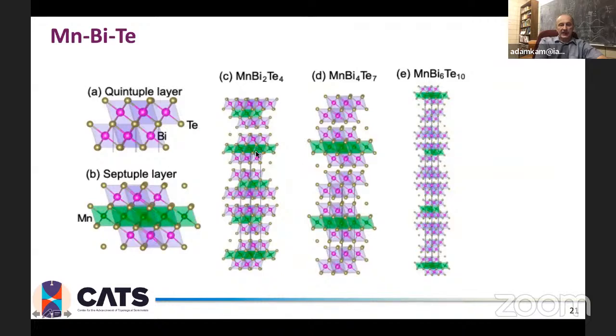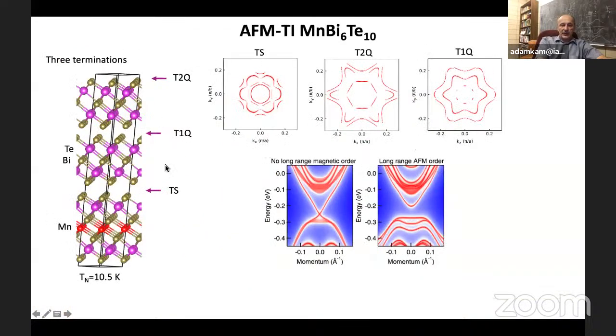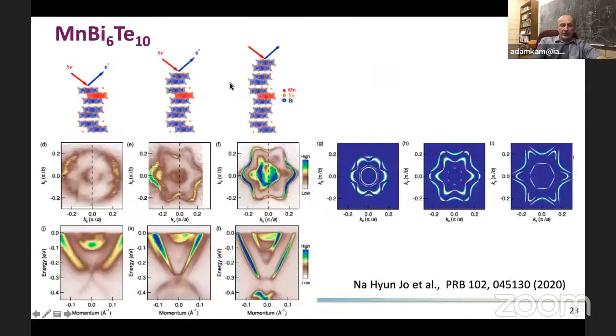However, this material has cousins. There are several variants of this material, called MBT124, 147, and 1610. In particular, the 1610 is interesting because you have several cleaving planes, and those cleaving planes occur at a different distance from the manganese layer, the one that carries the magnetic order. So these are the calculations of the Fermi surface at 3 different terminations. And to our big surprise, when you actually measure the crystal, it cleaves at all of those planes within a single piece of the crystal.